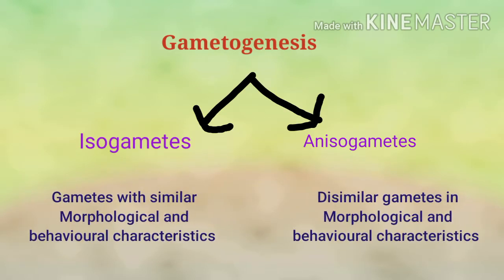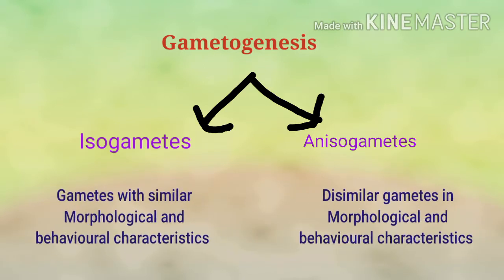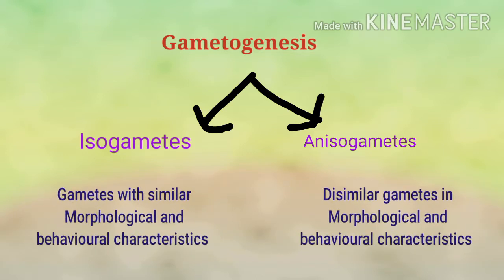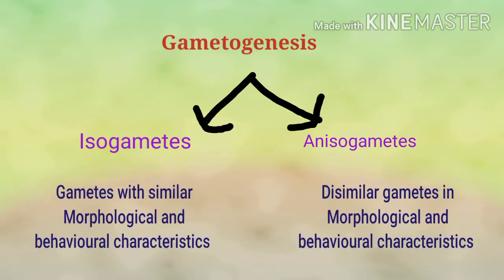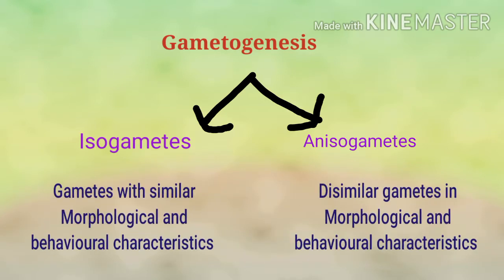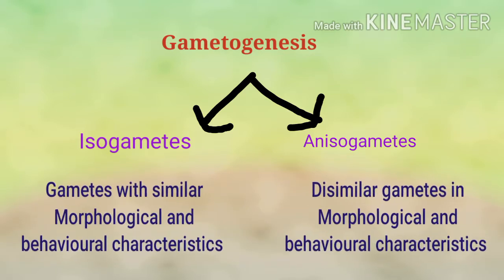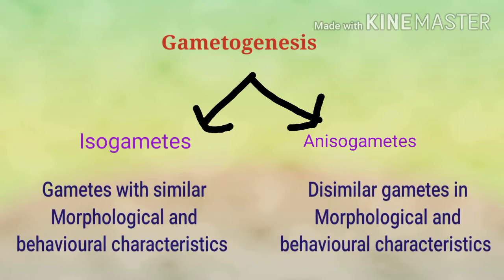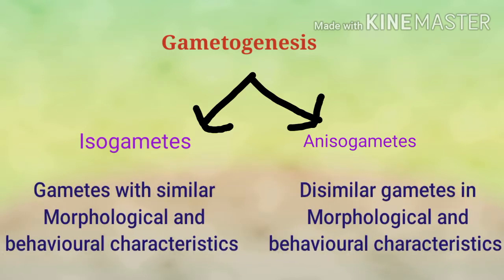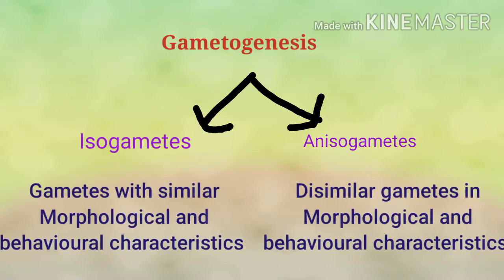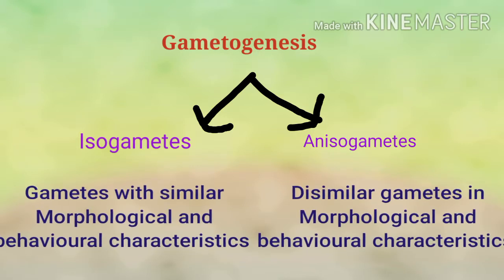Now what is gametogenesis? Gametogenesis is the formation of gametes in the body. There are two types of gametes in sexual reproduction, male gametes and female gametes. So that is the process first held in sexual reproduction. Now, there are two types by which gametes are produced. One is isogametes. What are isogametes? Isogametes are gametes with similar morphological and behavioral characteristics. Here we are not distinguishing them as male or female. Both are similar in their structure and behavior.